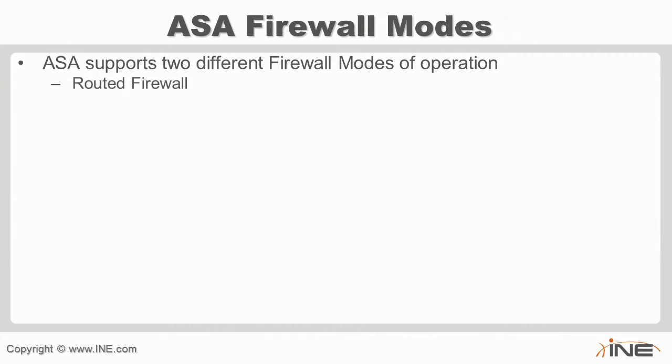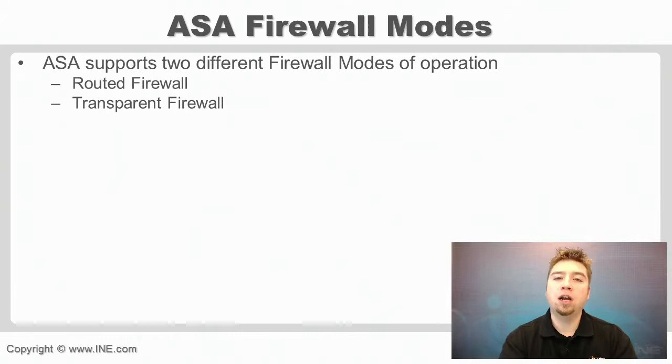Now beyond the context, the ASA can also run in two different firewall modes, where these modes are going to be the routed firewall and the transparent firewall. Now we already talked about this in the case of IOS, where we know that a router is doing routing by default, where normally its interfaces are in separate IP subnets, and then we're using the layer 3 routing table in order to move traffic between these two links.